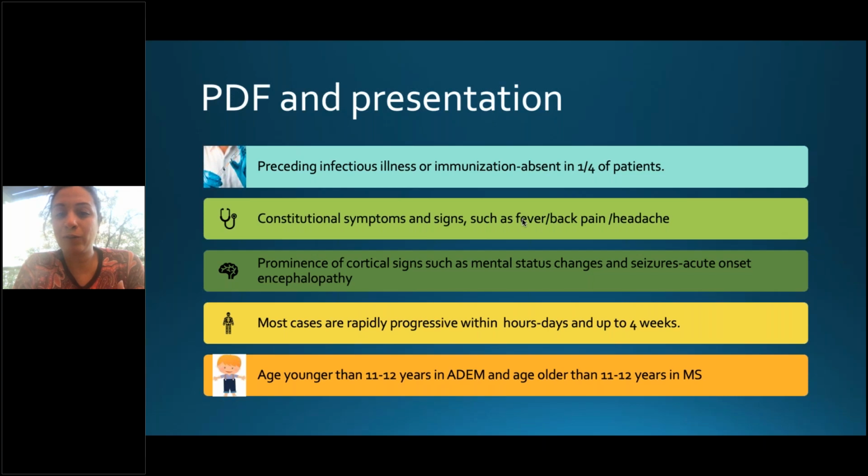Most cases are rapidly progressive. They occur within hours and days, and in some cases can take up to 4 weeks. Acute disseminated encephalomyelitis occurs mainly in younger children, so younger than 11 years. And I'm saying this because if ADEM becomes recurrent, and I'll explain this a little bit later, we can think of conditions in older children, such as multiple sclerosis.